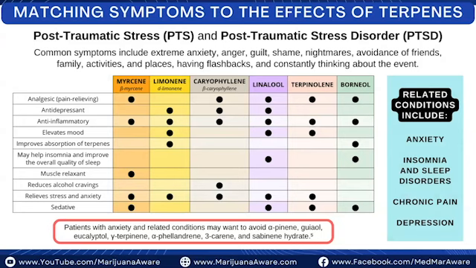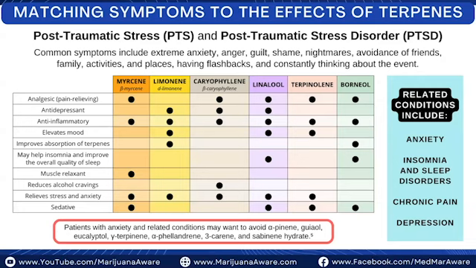It can be early childhood events. It can be mid-childhood. It can be adulthood events. It's anything that is going to cause extreme anxiety, anger, guilt, shame, nightmares, avoidance of friends, family activities, and places. People might also experience flashbacks or constantly think about the event, like ruminating on it.